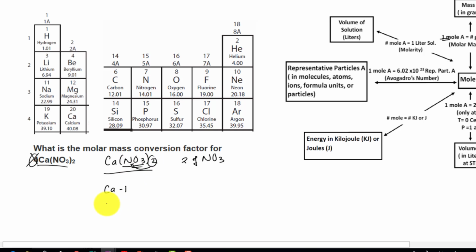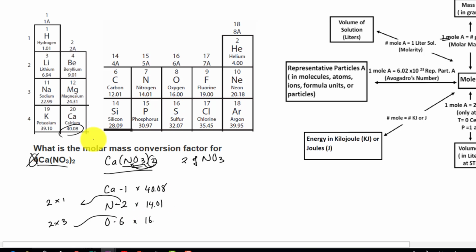What is 2 times 1? So for nitrogen, it's equal to 2. What about for oxygen? Well, oxygen is 2 times 3, which gives us 6. So this 6 is equal to 2 times 3. This 2 is equal to 2 times 1. Okay? Now, let's go find the mass on the periodic table. For calcium, it is 40.08. For nitrogen, it's 14.01. And for oxygen, what is it?